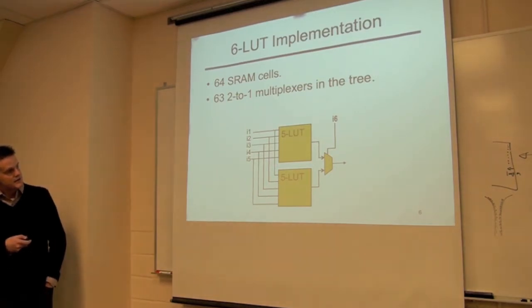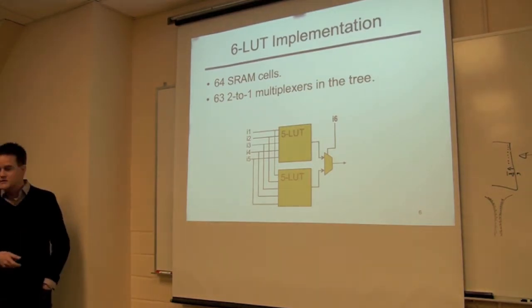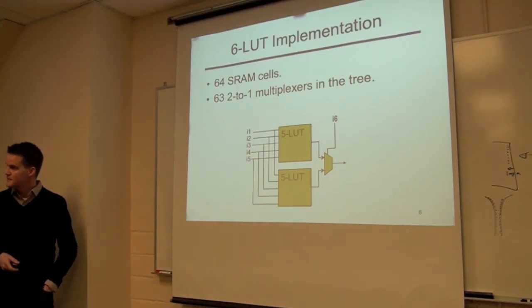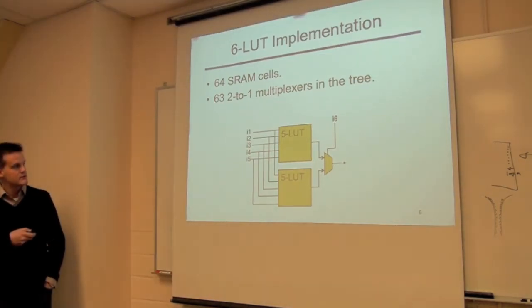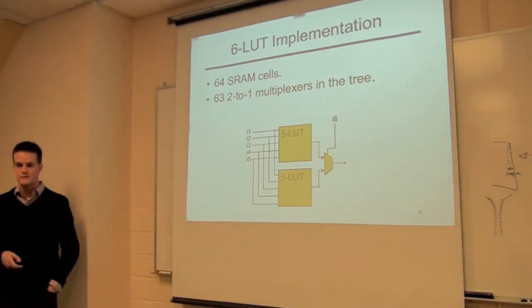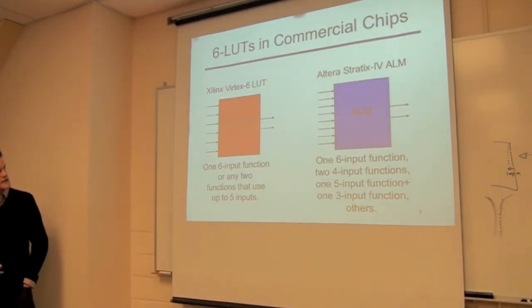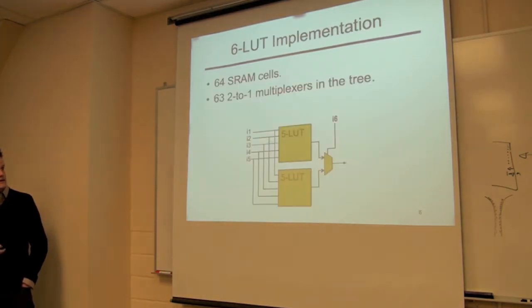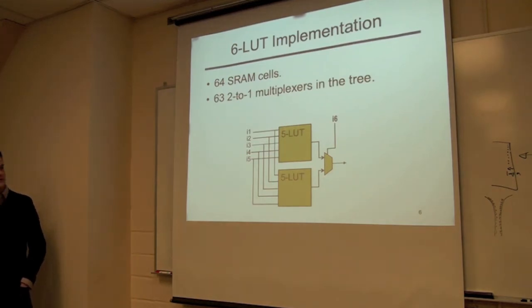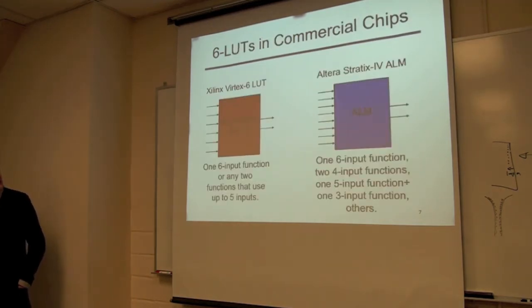Within a 6 LUT, you have here 2 5 LUTs, and one of the inputs is really selecting between those 2 5 LUTs, and the other inputs are the inputs to the 5 LUTs. They're shared between those 5 LUTs. In commercial chips, in the Xilinx style and Virtex 6, the 6 LUT has 2 outputs, and basically that's done by tapping off these 2 5 LUTs. You can tap off and make those separate outputs in essence. So you can have one 6 input function or any 2 functions that use up to 5 inputs.